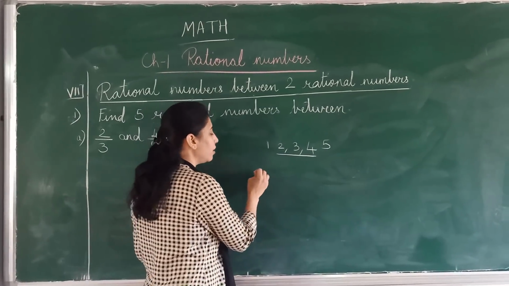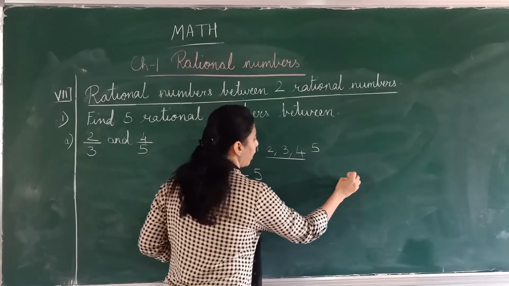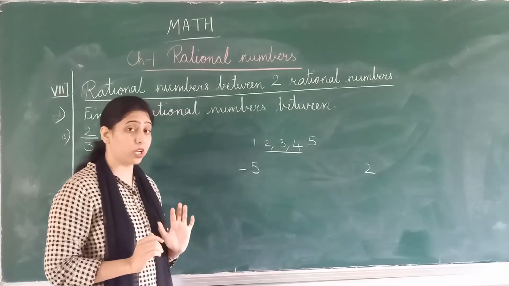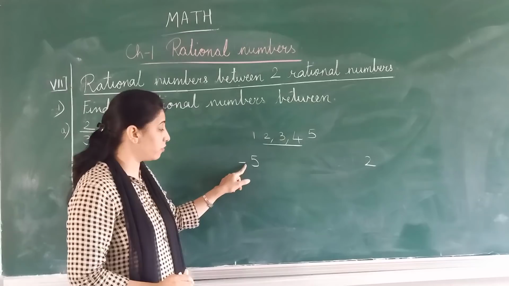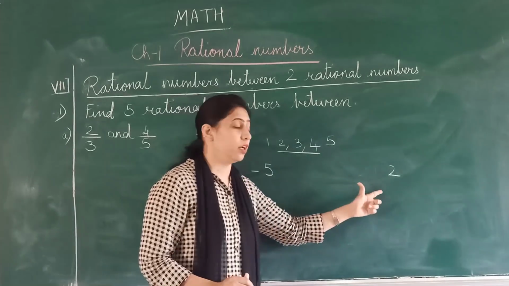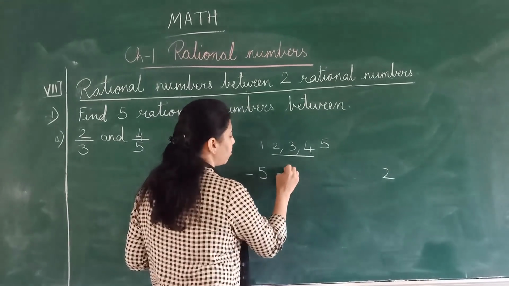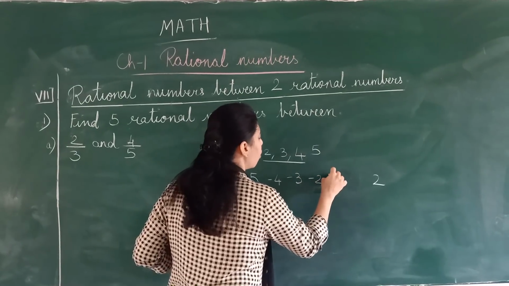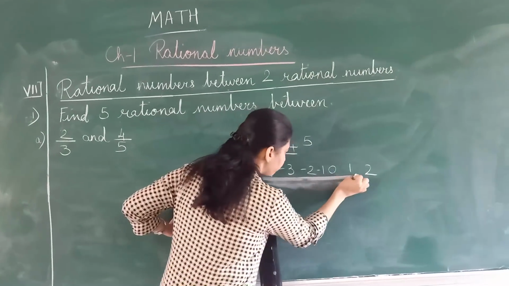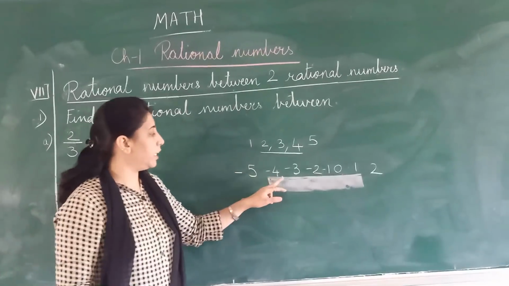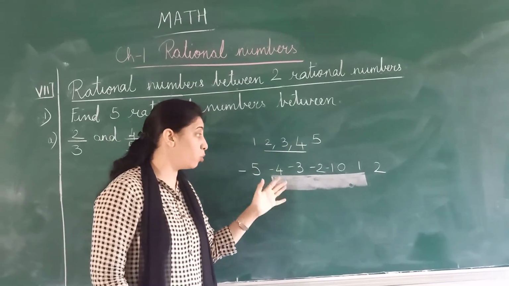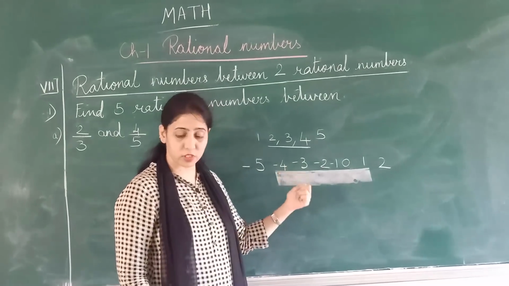Now, can you tell me what are the numbers between minus 5 and 2? We are talking about integers. Here it is a negative number and here it is a positive number, so you have to list integers between these two integers. What is after minus 5? Minus 4, minus 3, minus 2, minus 1, 0, 1 and 2. So these are the integers between these two integers. We have already learned the natural numbers, and how to list the integers between two integers.